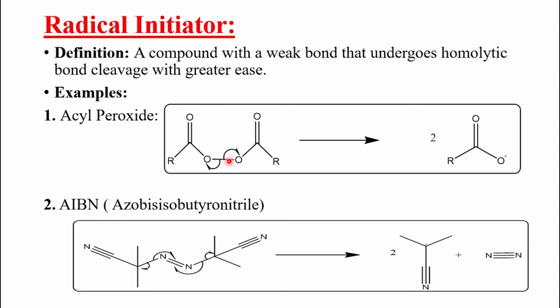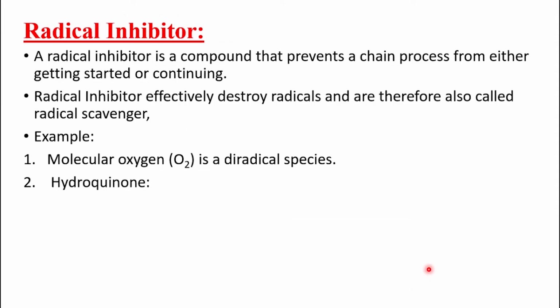So in acyl peroxide, the oxygen-oxygen bond is weak because this bond has small bond dissociation energy. After formation of radical, this radical is resonance stabilized. That's why this reaction is going forward. Similarly here, this N double bond N goes out as N2 gas with formation of a new radical. This radical is also resonance stabilized.